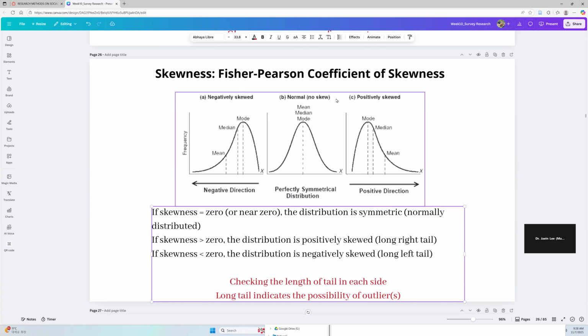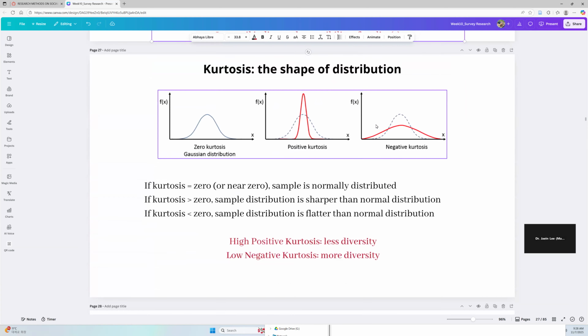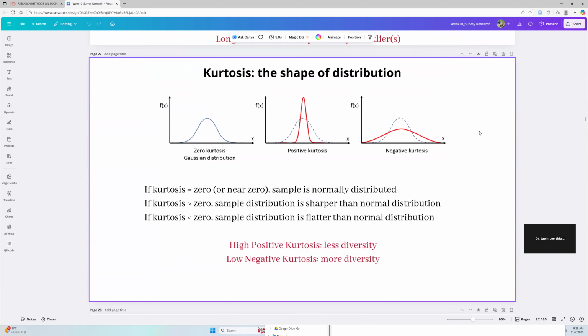We're not sure whether there is more heterogeneity in positively skewed or negatively skewed, but compared with the normal distribution, we can say that there are other messages. So again, in survey data, there is kurtosis, which is whether the distribution will be very sharp or very, very flat. Compared with the normal distribution, which is symmetrical, a very normal bell curve.